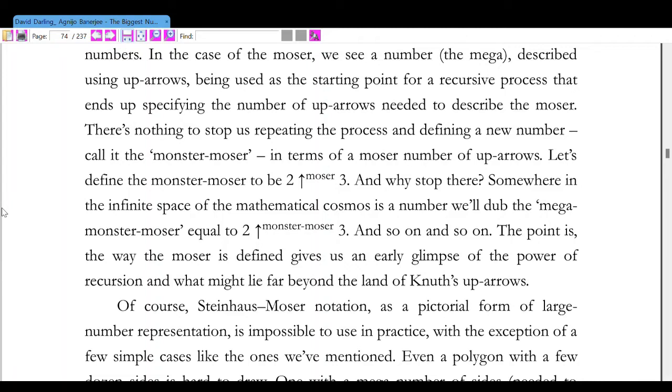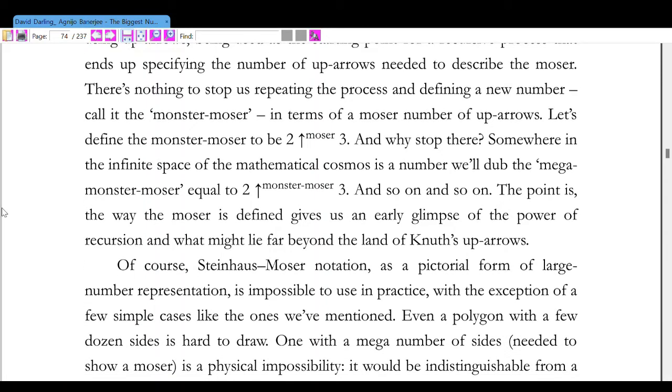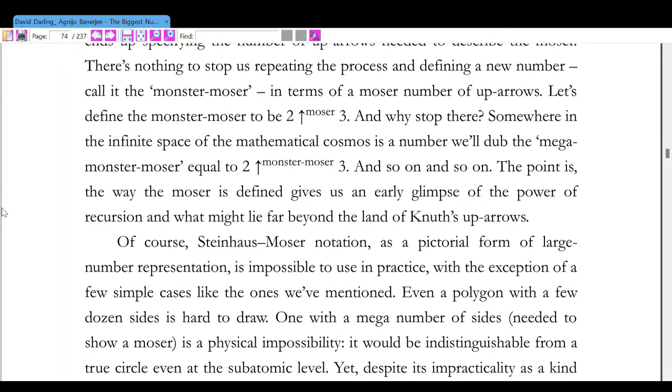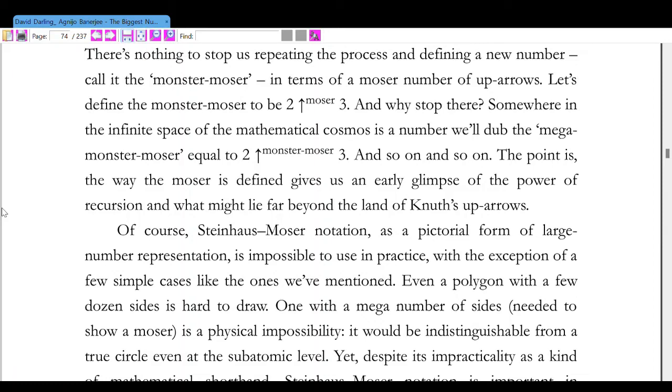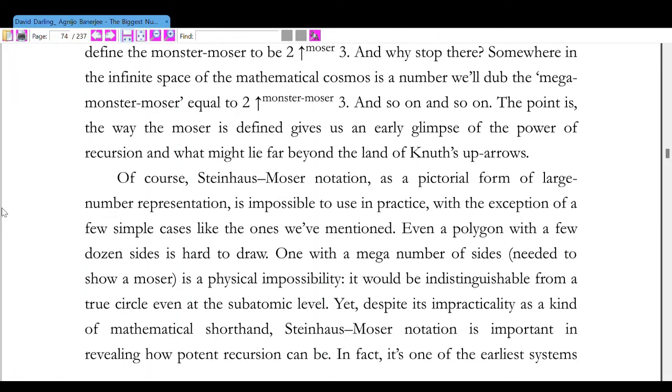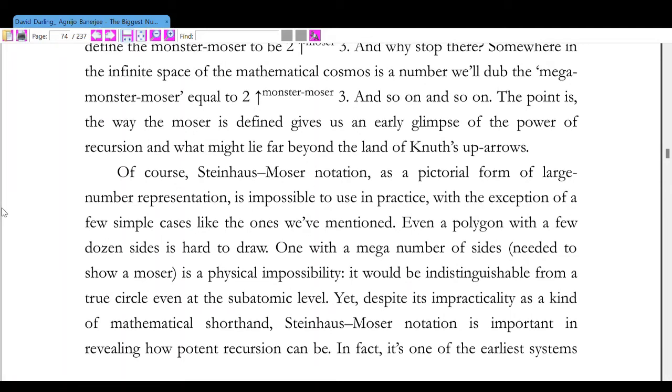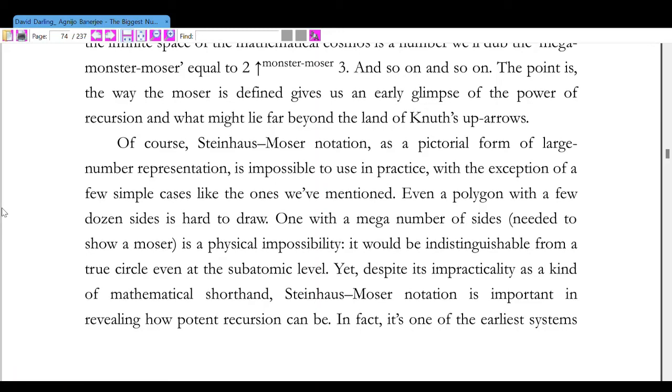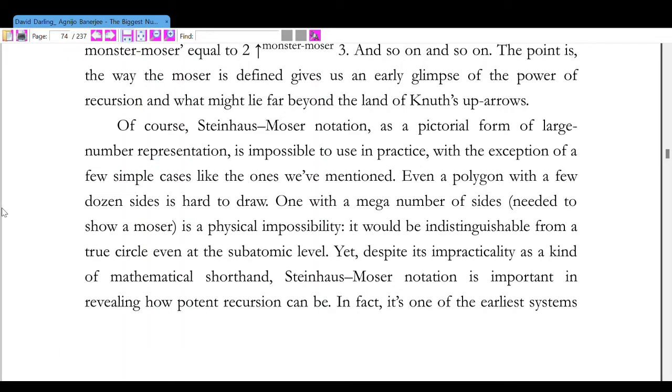There is nothing to stop us repeating the process and defining a new number, call it the monster Moser, in terms of a Moser number of arrows. Let's define the monster Moser to be... Why stop there? Somewhere in the infinite space of the mathematical cosmos is a number we'll dub the mega monster Moser equal to, and so on and so on. The point is the way the Moser is defined gives us an early glimpse of the power of recursion and what might lie far beyond the length of up arrows.